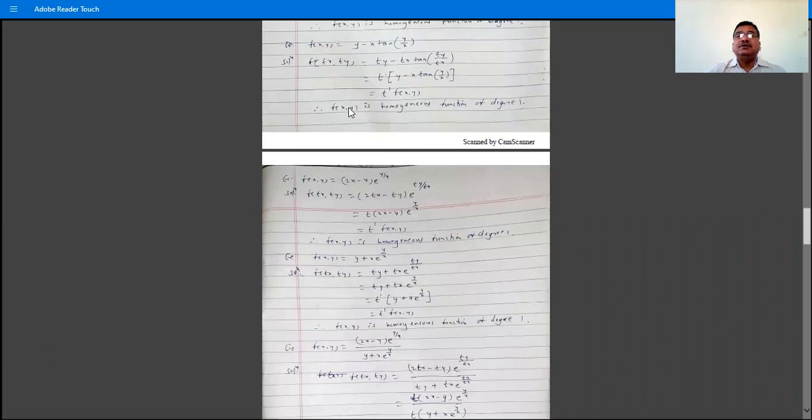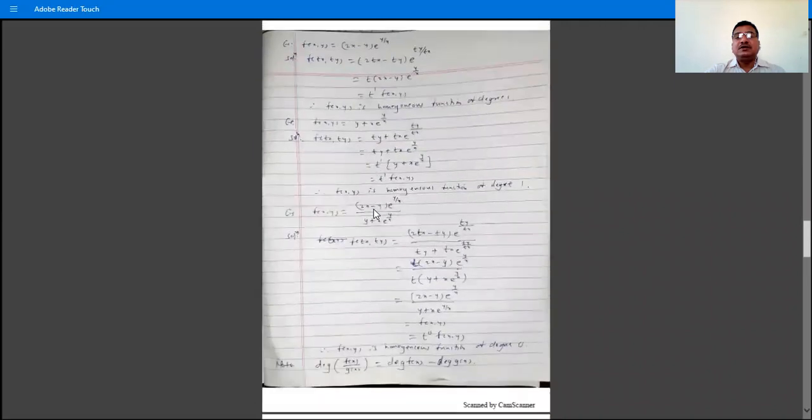So y minus x tan(y/x) is again a homogeneous function of degree 1. How can we check? We can find f(tx,ty). It is t raised to 1 f(x,y). And therefore these are homogeneous functions.